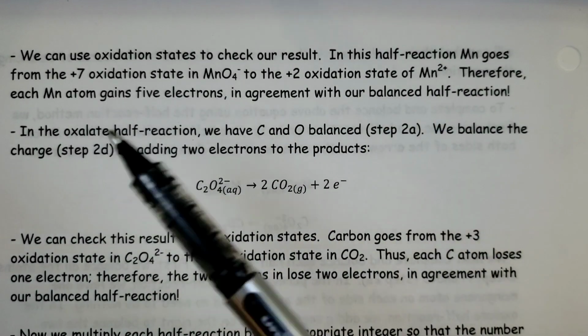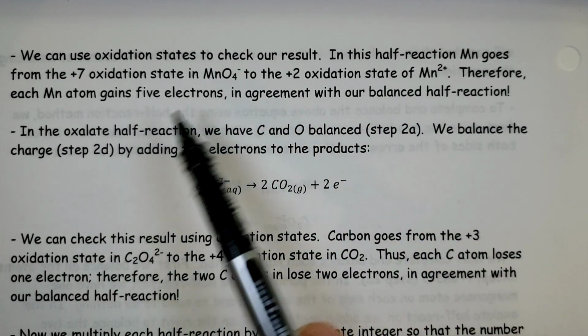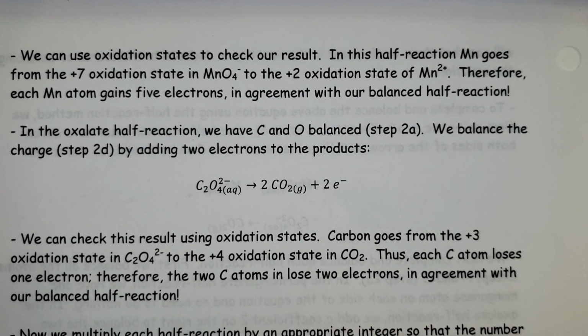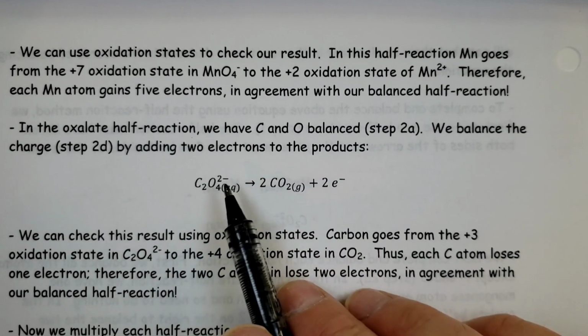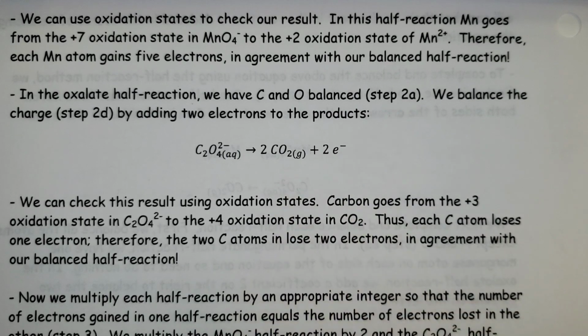On this half reaction, Mn goes from plus 7 to plus 2, therefore each Mn must gain 5 electrons. And we saw that when we did that earlier. If you look at the other reaction, the oxidation reaction, this is what we came up with in terms of electrons.